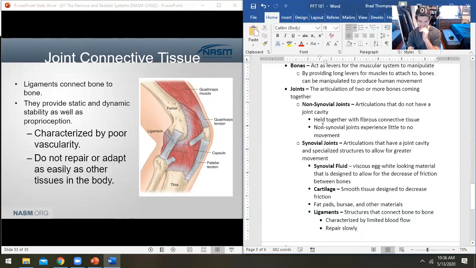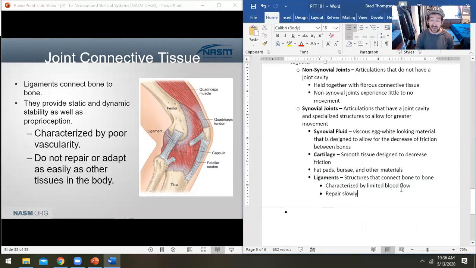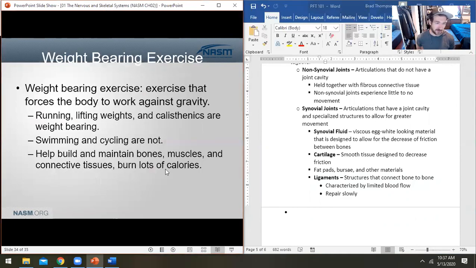So it's not that it doesn't strengthen connective tissues, it just doesn't strengthen it as quickly because there's limited blood flow. So I'm really just using that as an analogy. Hopefully you guys will remember ligaments don't get as much blood flow. That's actually the important thing to remember.